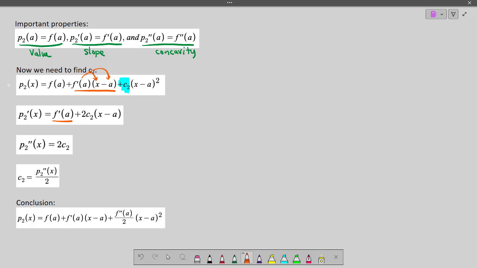Now we take the derivative of our third term. The derivative of our third term is this. We use the power rule. The 2 comes down, we subtract 1 from the exponent, and then we multiply by the derivative of the base, which is just 1. So this is the first derivative of our p sub 2.